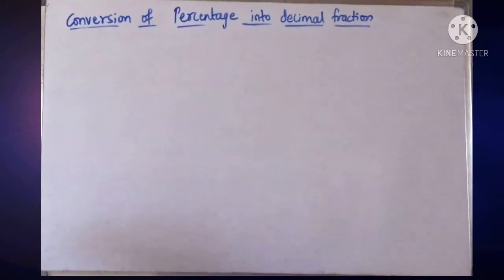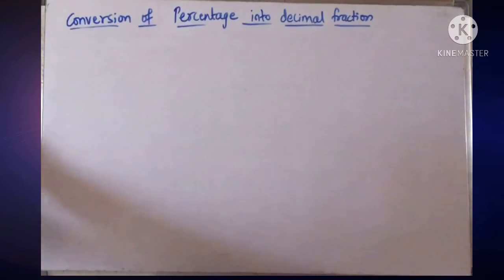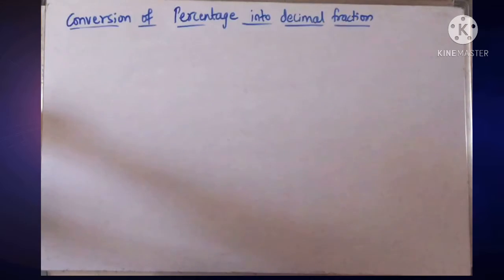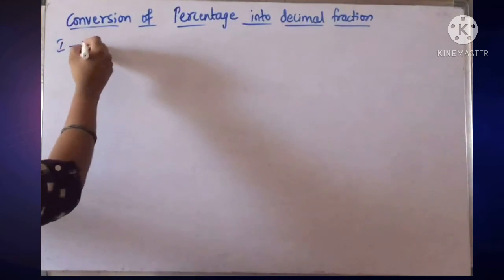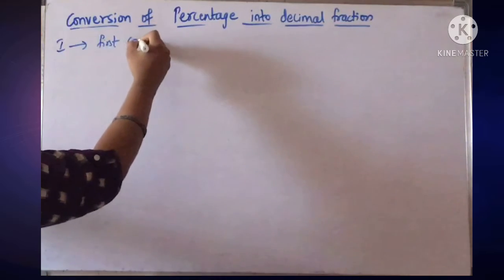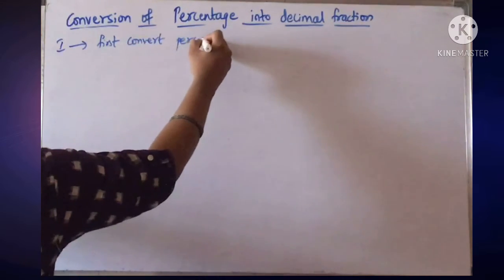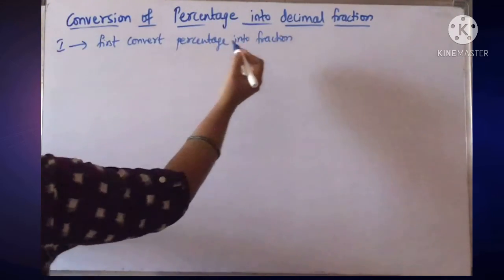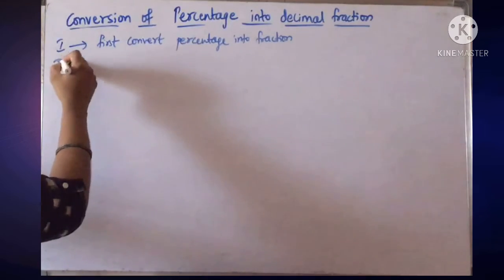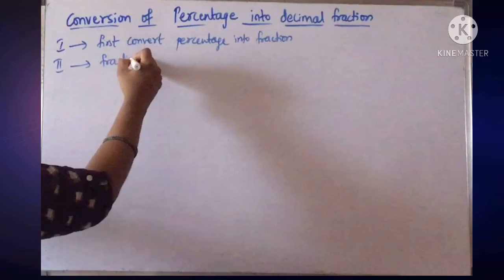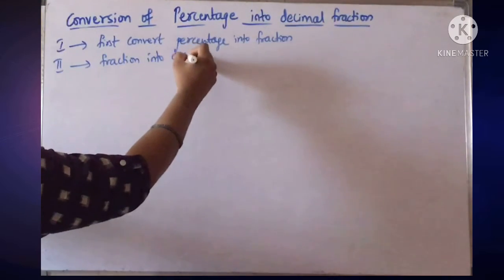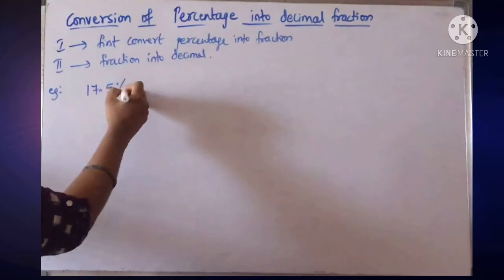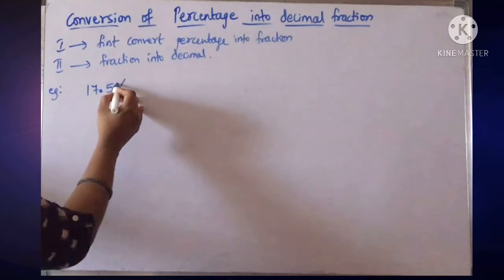So fourth one, conversion of percentage into decimal fraction. Here first we need to convert that percentage into a fraction, then convert that fraction into a decimal. Here also two steps. First convert percentage into fraction. How to convert percentage into fraction? By doing division. Second step, convert that fraction into decimal. Okay, so for example 17.5%.